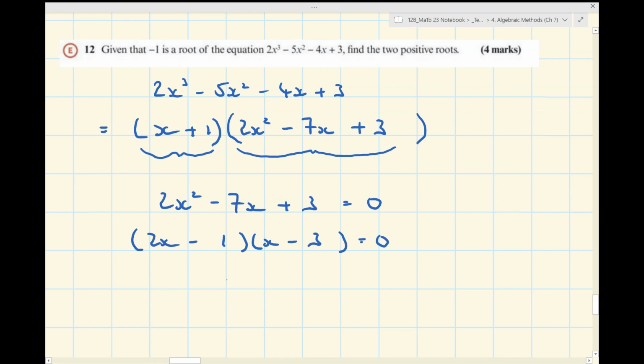Good, so the other roots of the equation are going to be x is a half or 3. So those are the two positive roots. And that's question 12 complete.